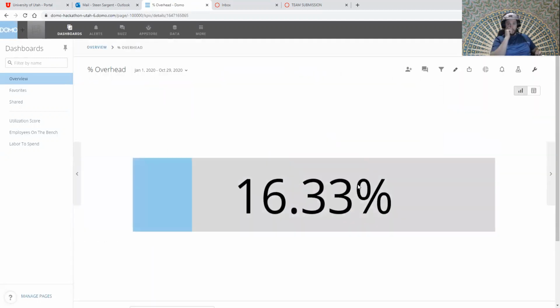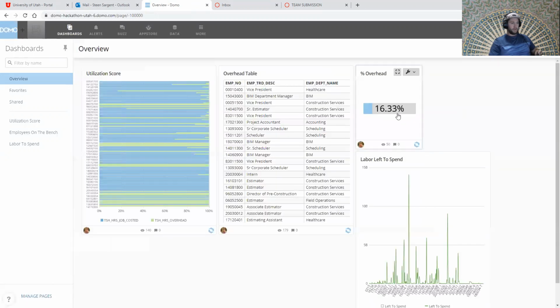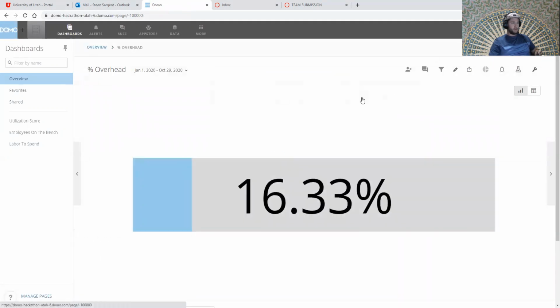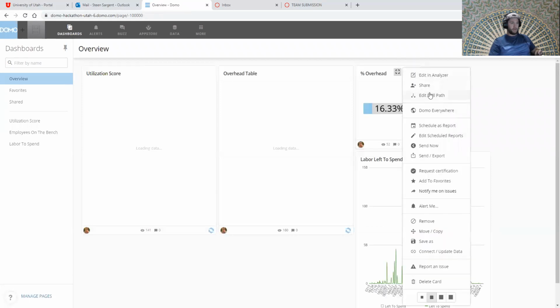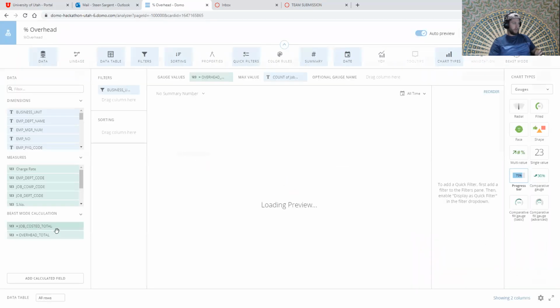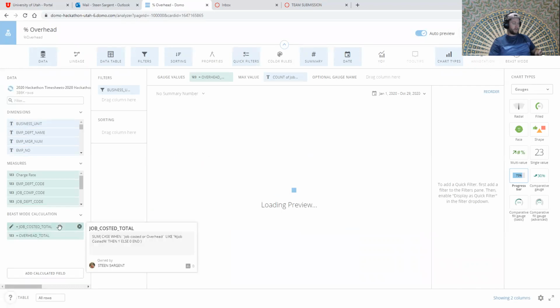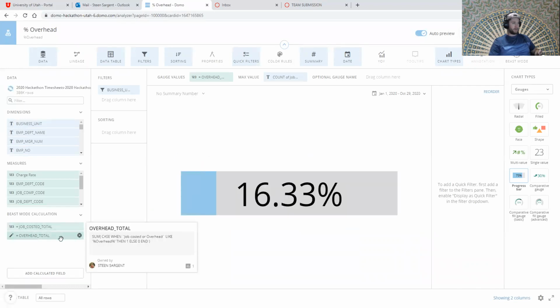If we pop out of this one, we can see our overhead percent. This is the percentage of time that was charged to a construction job and percentage of time charged to overhead jobs. We have 16.33% of the total jobs charged to overhead, which would mean that the remainder are charged to job costed. We devised that by creating a couple of beast mode calculations of the count of the job costed and overhead total, and then using that and the count of the total job costed.